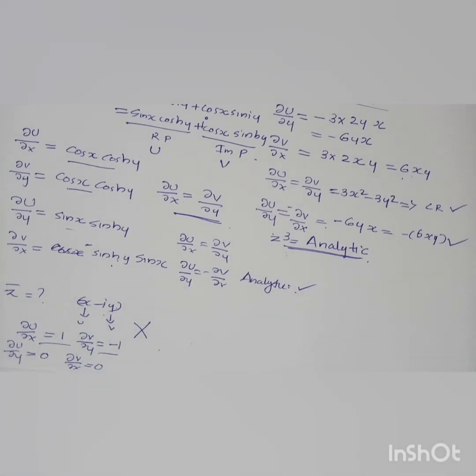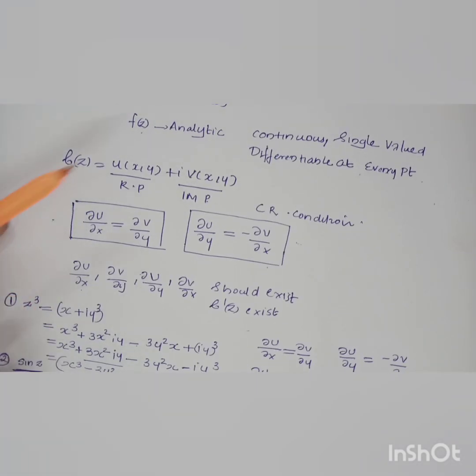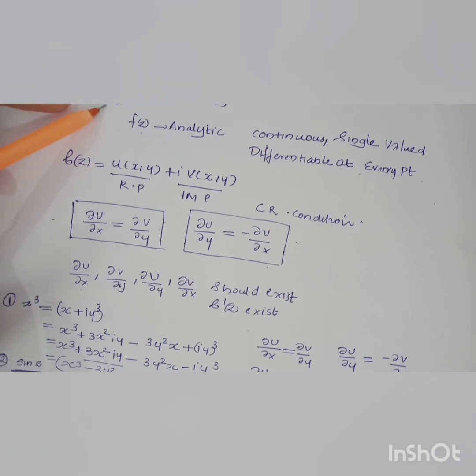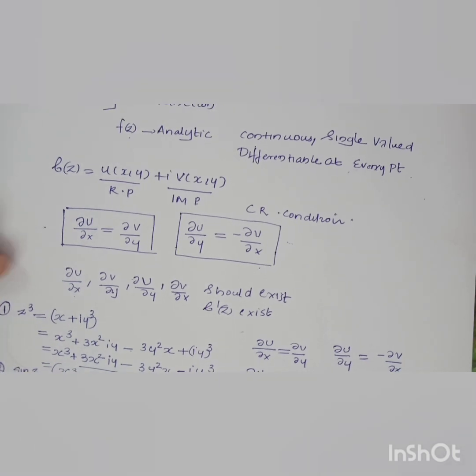Okay, so in this session you have studied complex analysis, in which the analytic function and the Cauchy-Riemann condition, that is ∂u/∂x is equal to ∂v/∂y, and ∂u/∂y is equal to minus of ∂v/∂x. This is the condition we should remember for checking whether a function is analytic or not.